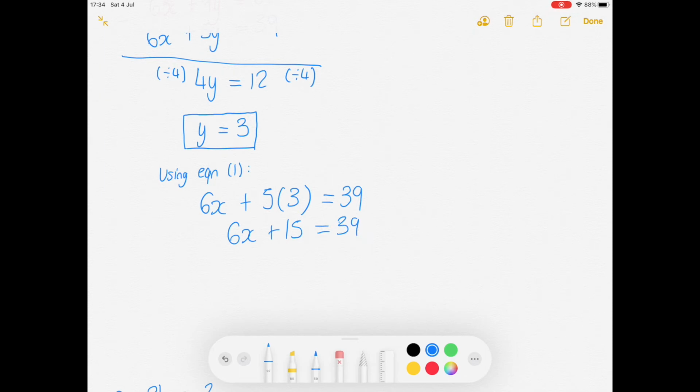So remember what we need to do. We want to get x on its own. What's stopping us? Well, we've got a big plus 15 there. So let's take away 15 from both sides to get rid of it. So that leaves us with 6x equals 24.